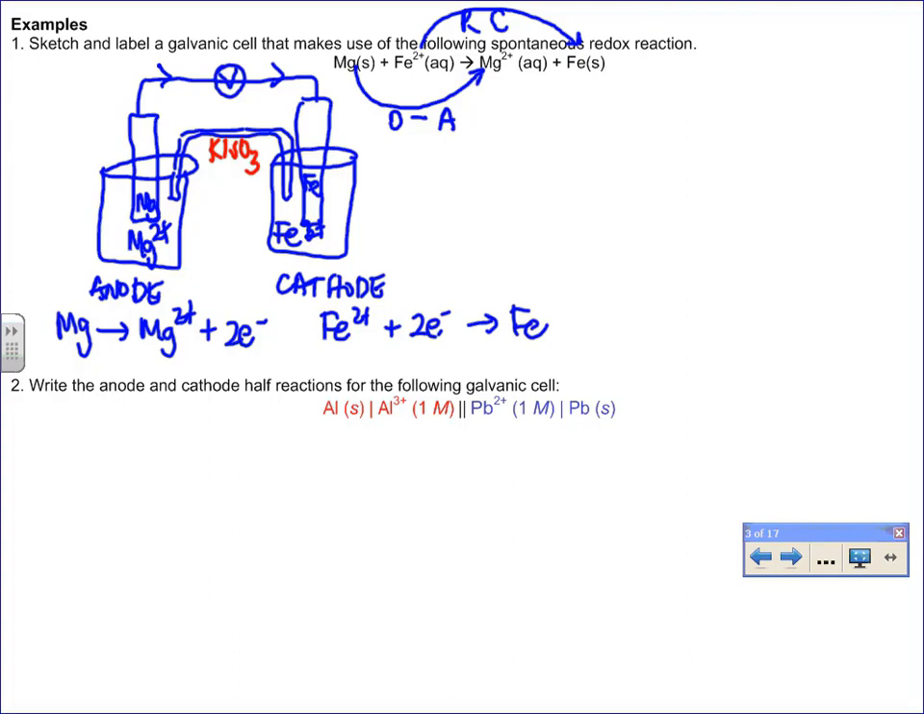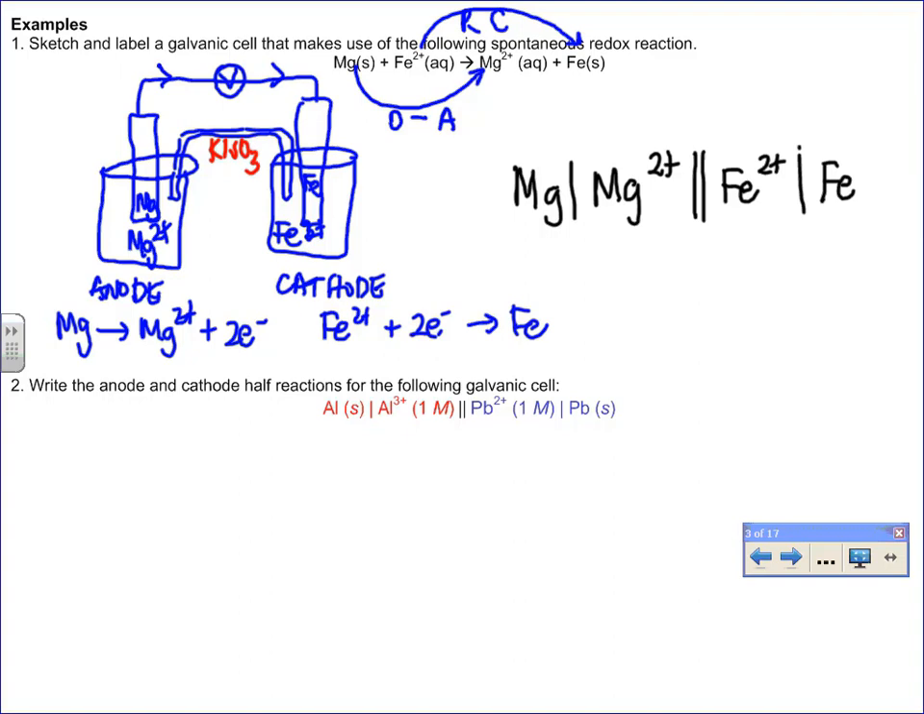Now to do the cell notation for this, we need to make sure that the anode is on the left. Okay? For this galvanic cell picture, we could have drawn it the other way. It wouldn't matter as long as we show the correct direction of the electrons. But with cell notation, it is a must that we have the anode on the left, and in this case, we've got a magnesium bar in a magnesium solution connected by a salt bridge to an iron solution which has an iron cathode in it.